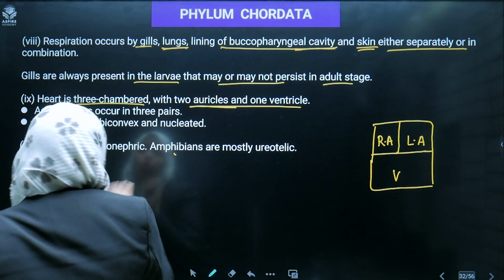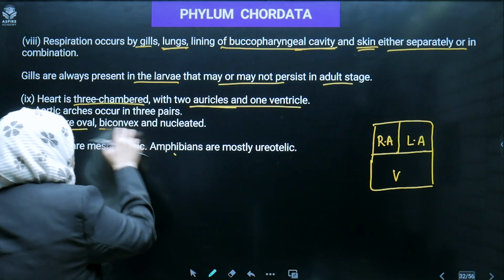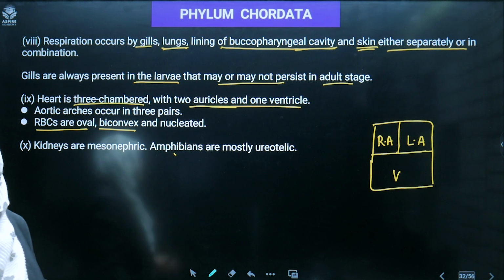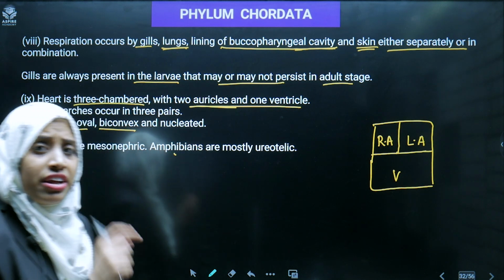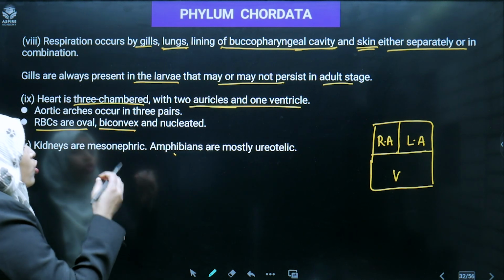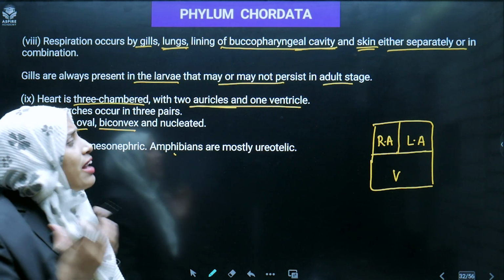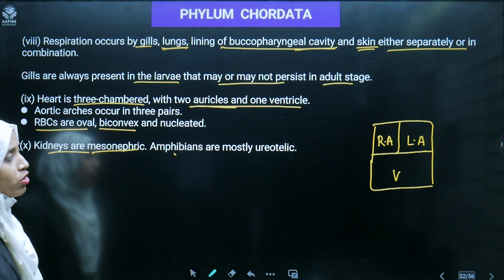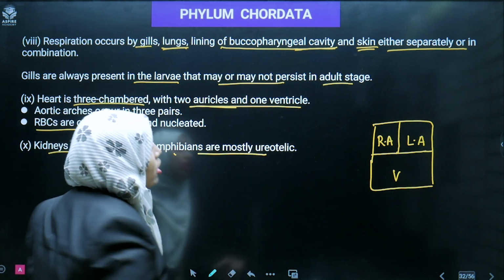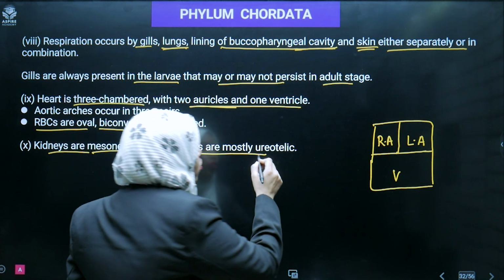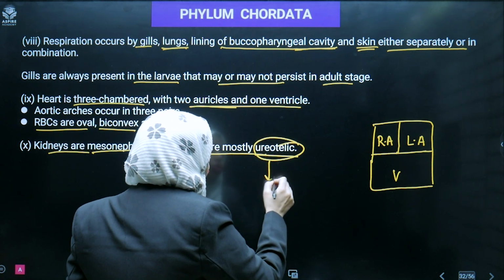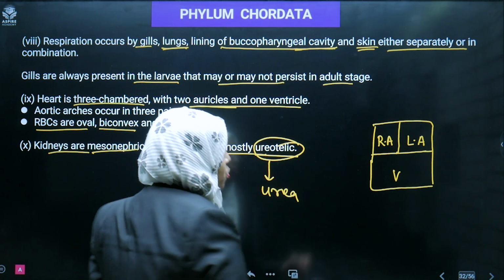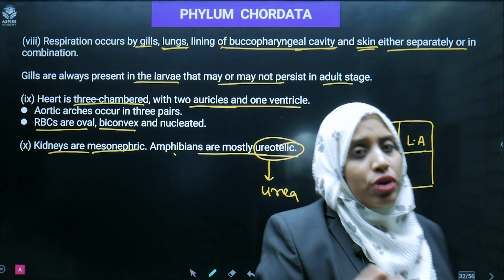RBC कैसा है? Oval shape का है. Biconvex भी है and nucleated. Nucleus is present in their RBC. ठीक है. Okay, so kidney कैसा है? Mesonephric. Mesonephric kidney and amphibians are mostly ureotelic. Ureotelic, that means they release urea as the waste product. The waste product is urea. Okay.